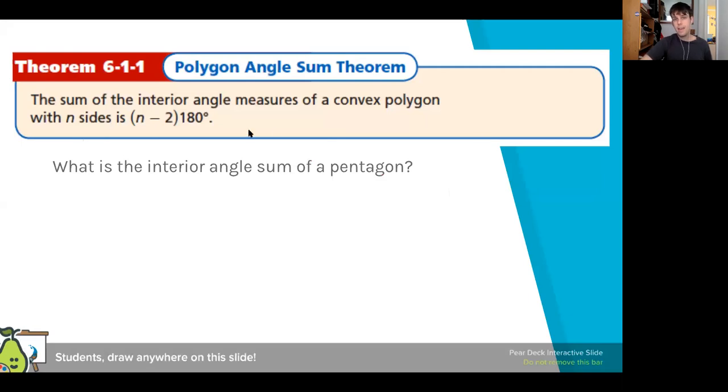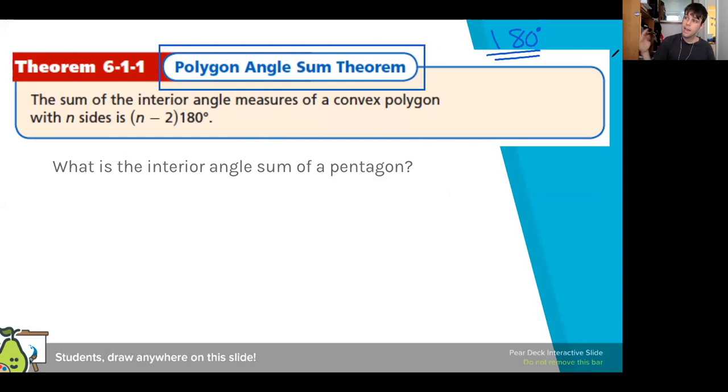All right, now we have the polygon angle sum theorem. This is just like our triangle sum theorem, but we're extending it to all polygons. So we all hopefully know that triangles always add up to 180. All the interior angles of a triangle add up to 180. Well, every polygon has a set sum like that. Every convex polygon has a set sum like that. And we can figure them out using this formula right here. So n minus 2 times 180, where n is the number of sides.